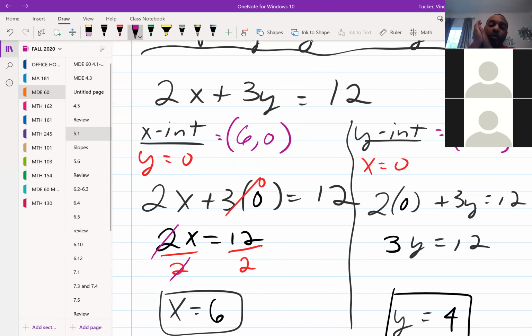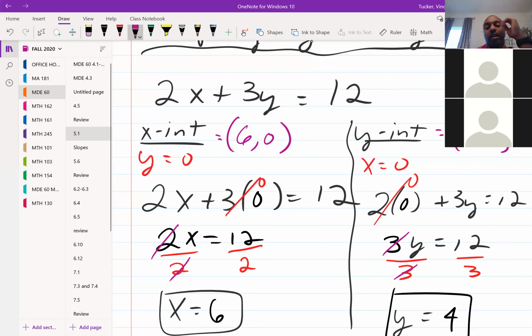Before we go to the y-intercept, any questions on how we found the x-intercept? Once again, if you're looking for the x-intercept, you let y be equal to 0. If you're looking for the y-intercept, you let x be equal to 0. So you let the opposite be equal to 0, whichever one you're trying to find. 6, 0. Okay. And so we let y be equal to 0. 3 times 0 is 0. Leaves us with 2x equal to 12 divided by 2. That gives us x equal to 6. To find the y-intercept, you let x be equal to 0, as I mentioned. So we plug in 0 for x. 2 times 0 cancels, and that leaves you with 3y equal to 12. Divide by 3. y is equal to 4.